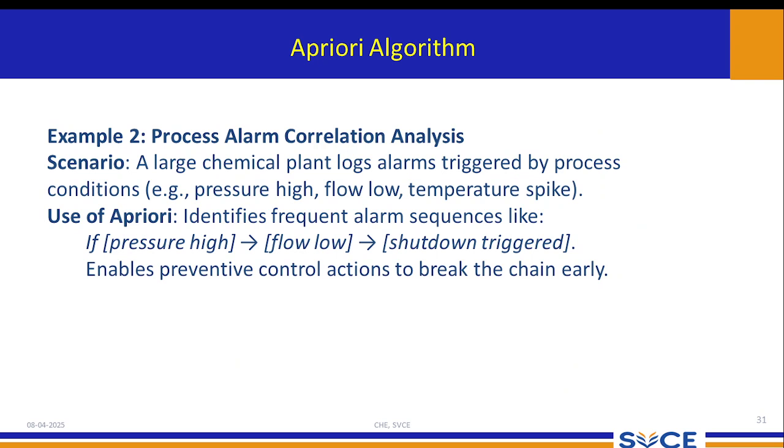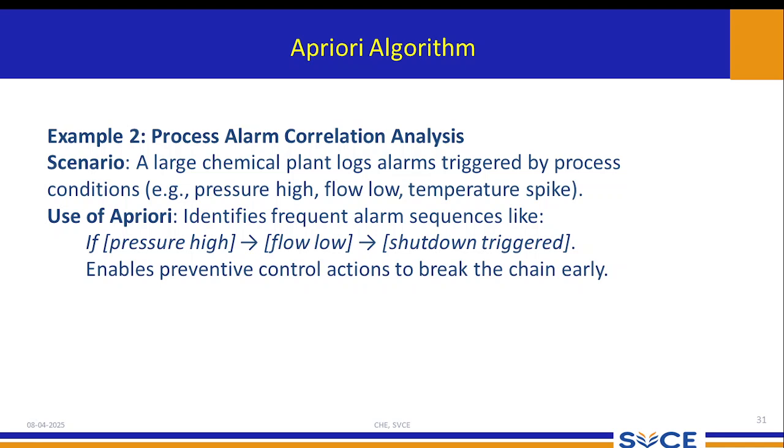And the second example for the a priori algorithm: process alarm correlation analysis. So the scenario is like this. You can also have different scenarios, and for your scenario, which algorithm will help you to understand the unsupervised learning. If you have no correlation data between the input and output, you need to think of this. So a large chemical plant logs alarms triggered by process conditions. Example: pressure high, flow low, temperature spike.